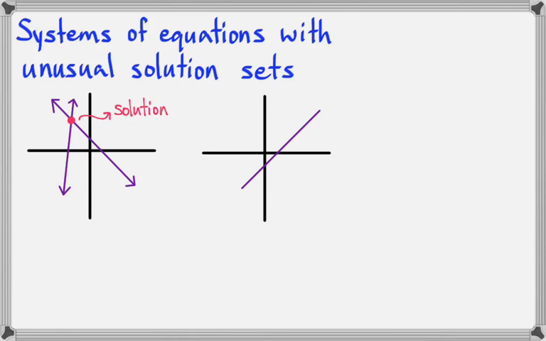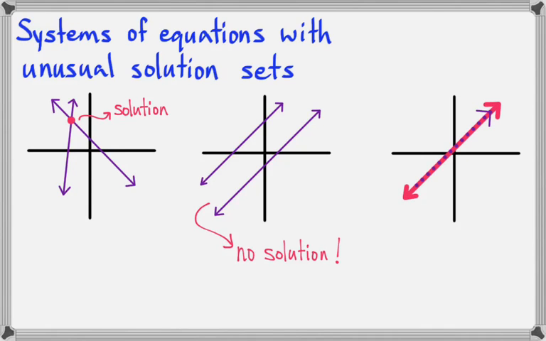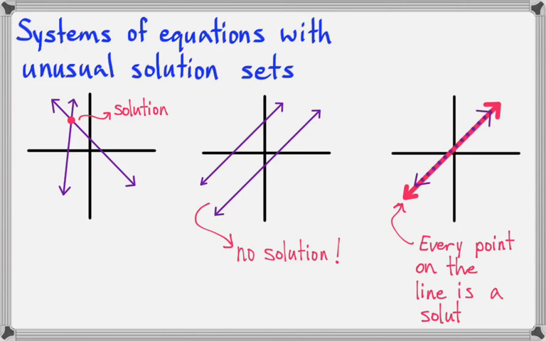But it is possible to have a system in which the two lines would never cross. In this case, they would be parallel lines, and they're never going to cross, so there would be no solution. And it's also possible to have a system where both equations graph exactly the same line, and in this case the solution is every point that the two lines share. So it's these two situations that we want to look at in this lesson.